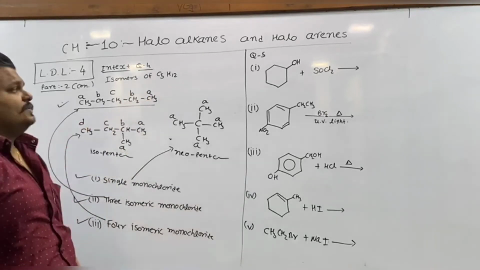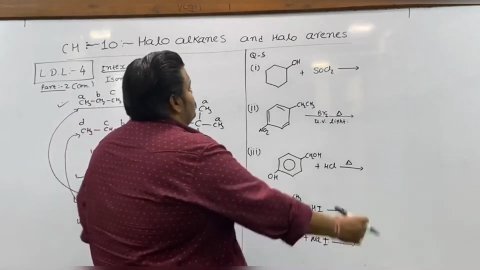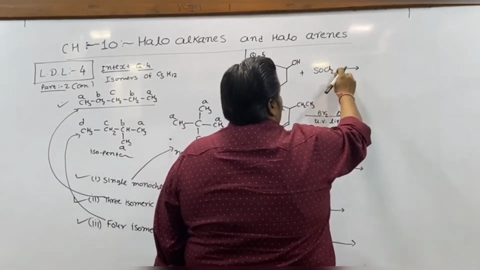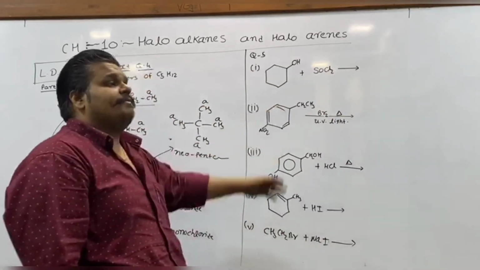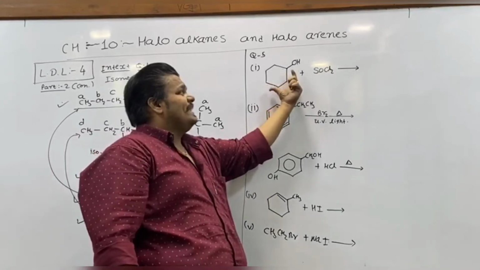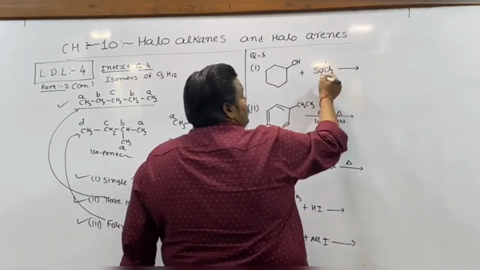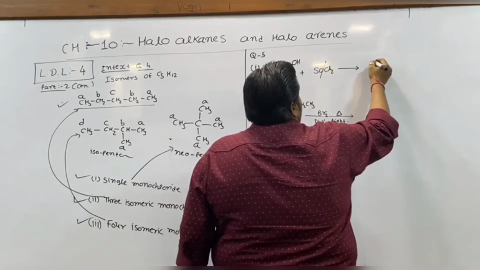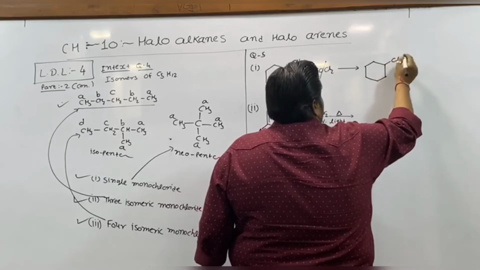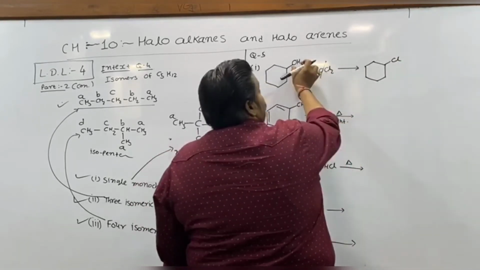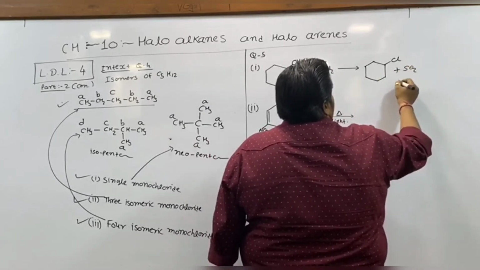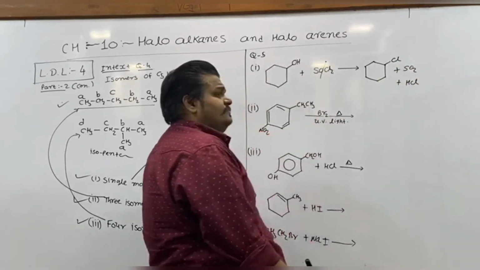Next question is index exercise question number 5. Cyclohexanol reacting with thionyl chloride, SOCl2. We already studied methods for the preparation of haloalkanes from alcohol. Here we have cyclohexanol. Again, the thionyl chloride method. The compound so produced is chlorocyclohexane. Instead of the OH group we'll get a Cl, along with SO2 and HCl.